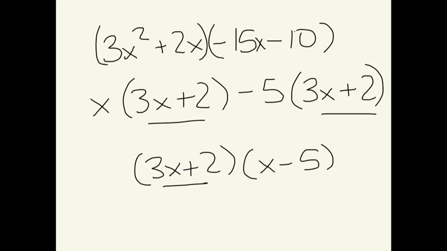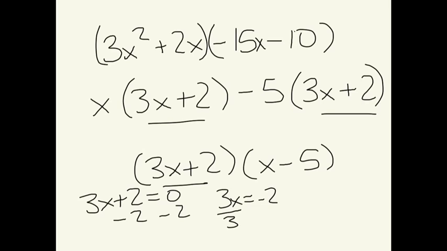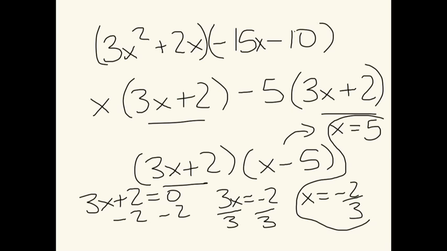So this one, set it equal to 0. It's 3x plus 2 is equal to 0. Subtract your 2, subtract your 2. 3x is equal to negative 2, divided by 3, divided by 3. X is equal to negative 2 over 3. And for this one right here, in order for that one to work, x better equal 5. So these right here are your roots.